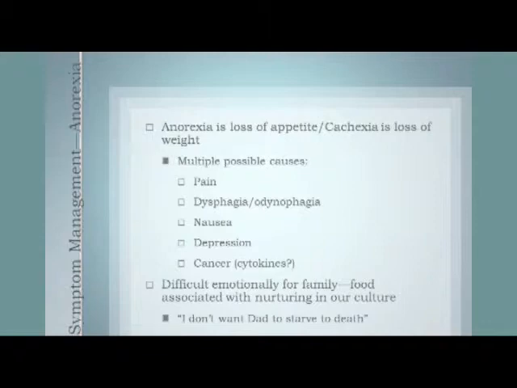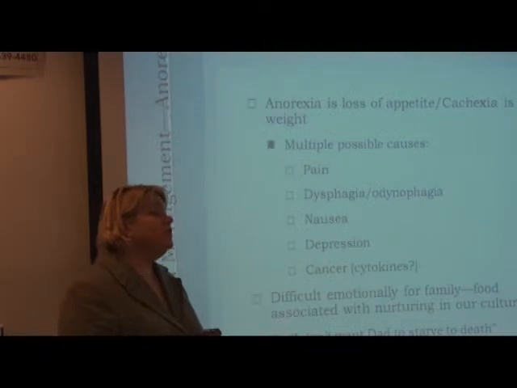Okay, anorexia and cachexia. Anorexia is loss of appetite. We're going to talk a lot more about that when we talk about artificial nutrition and hydration. Cachexia is basically loss of weight with or without loss of appetite. Sometimes you see in end-of-life patients, cancer patients, heart patients, even though they seem to be eating, the weight just kind of melts off them. They waste anyway.